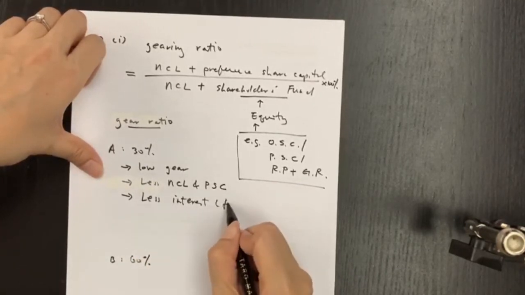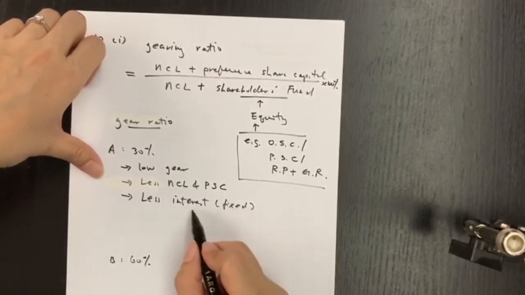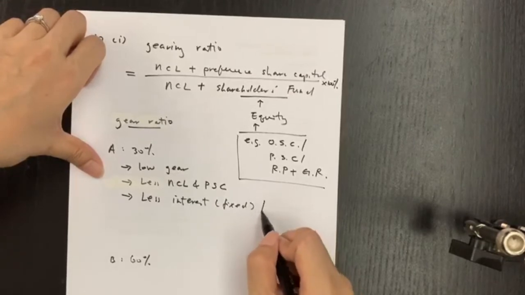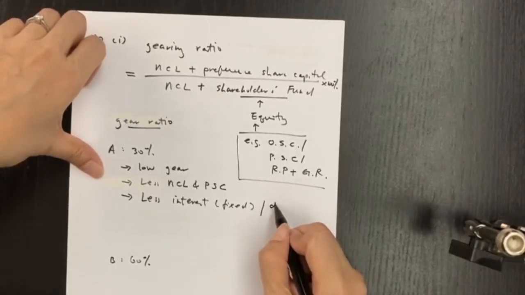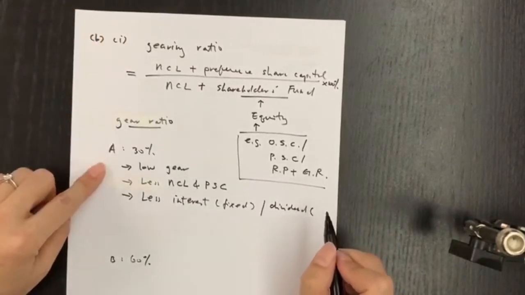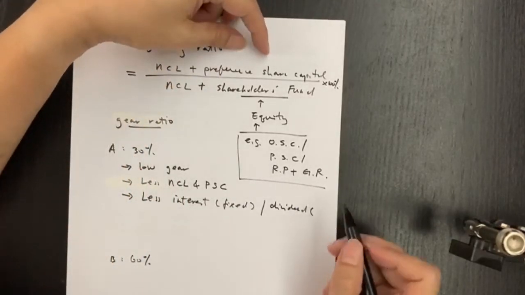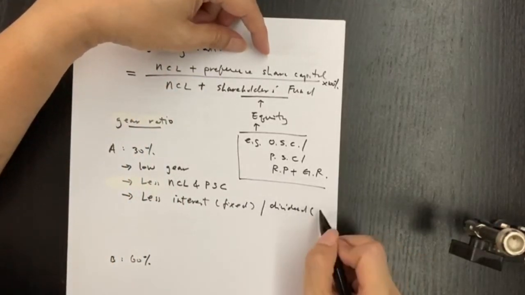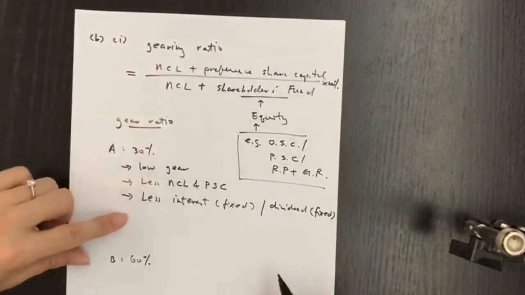And remember, interest is always fixed. Even though you make a loss, you have to pay interest. And also, whenever we have preference share capital, we need to pay dividend. And since company A has less than 30% on top of the fraction, the fixed dividend paid to preference shareholders will be less.